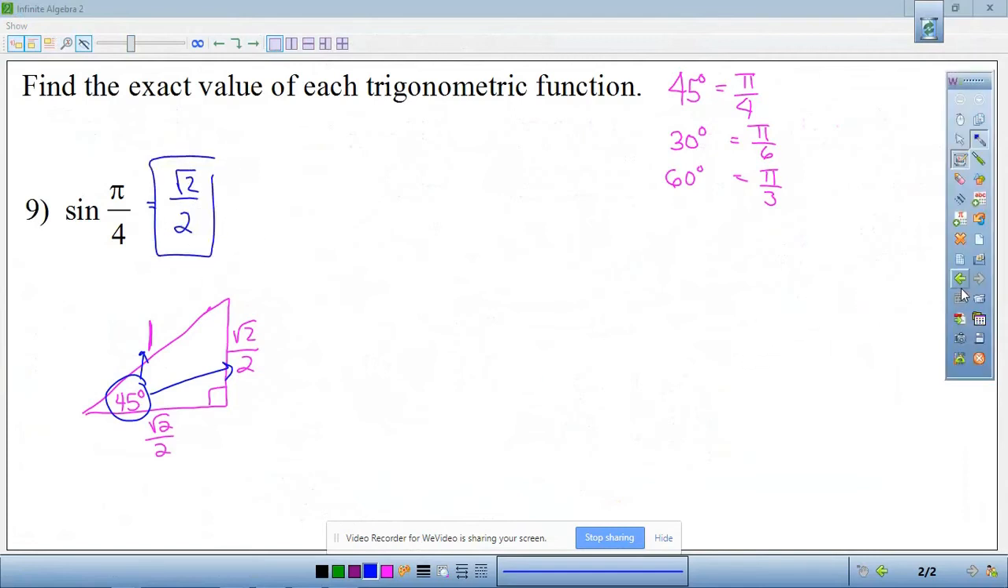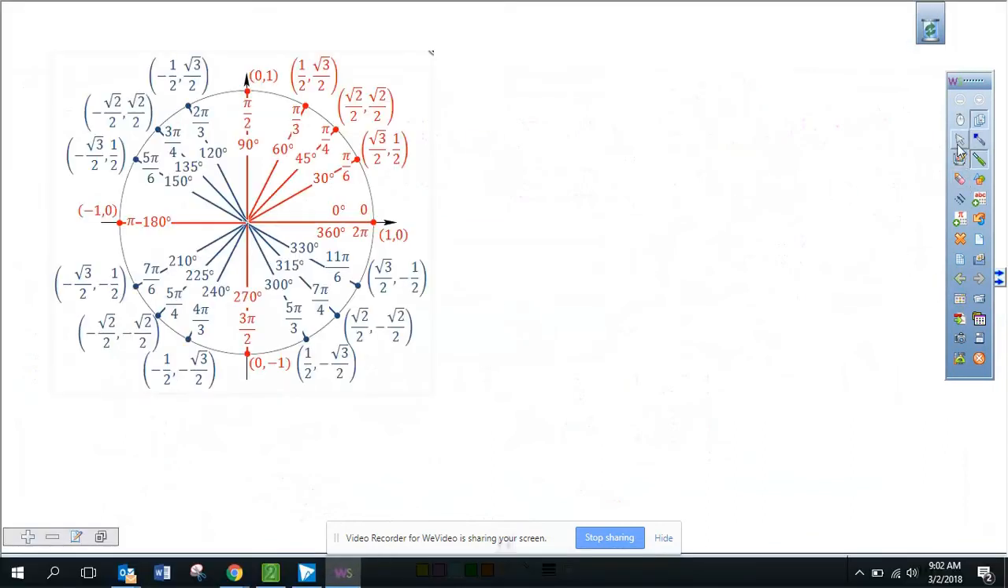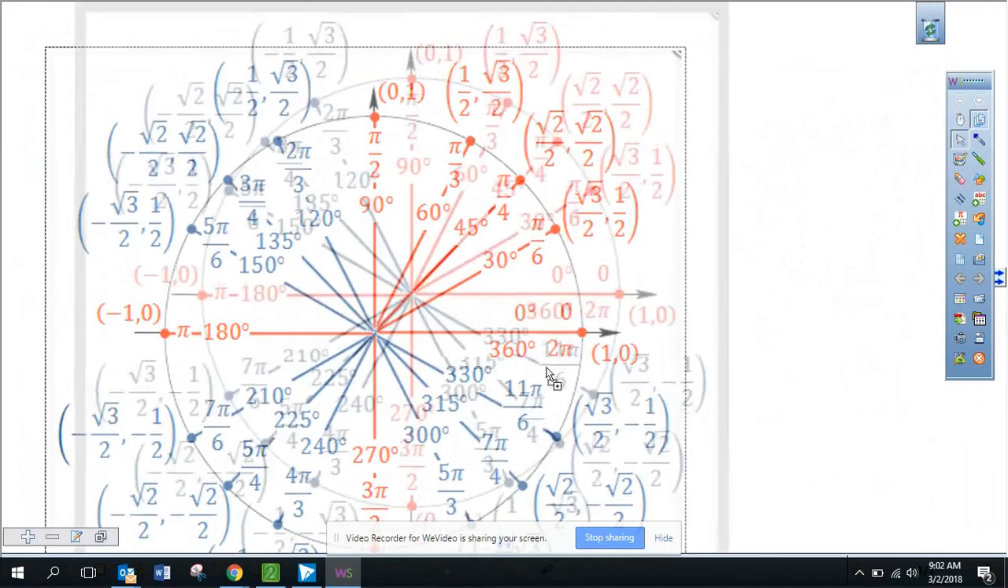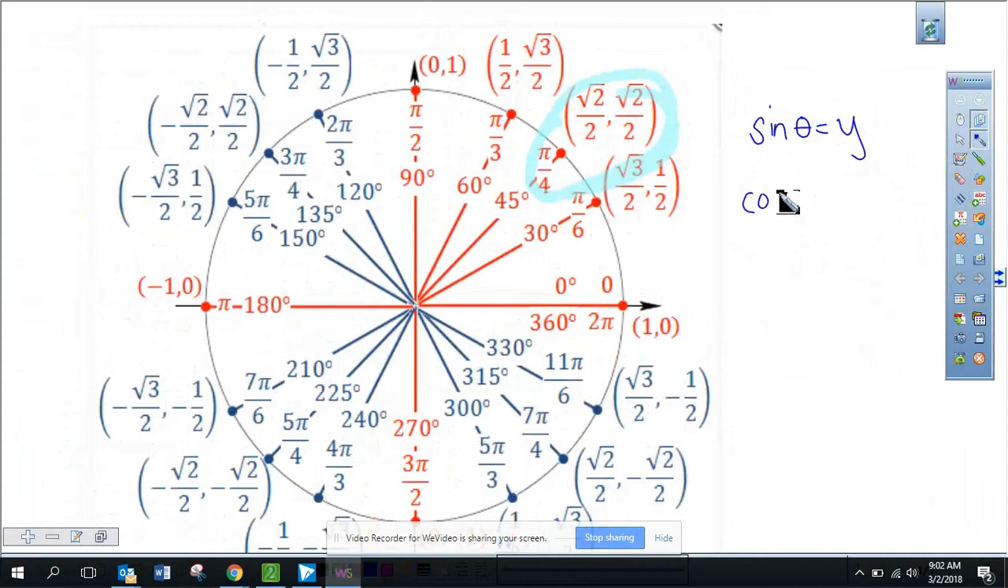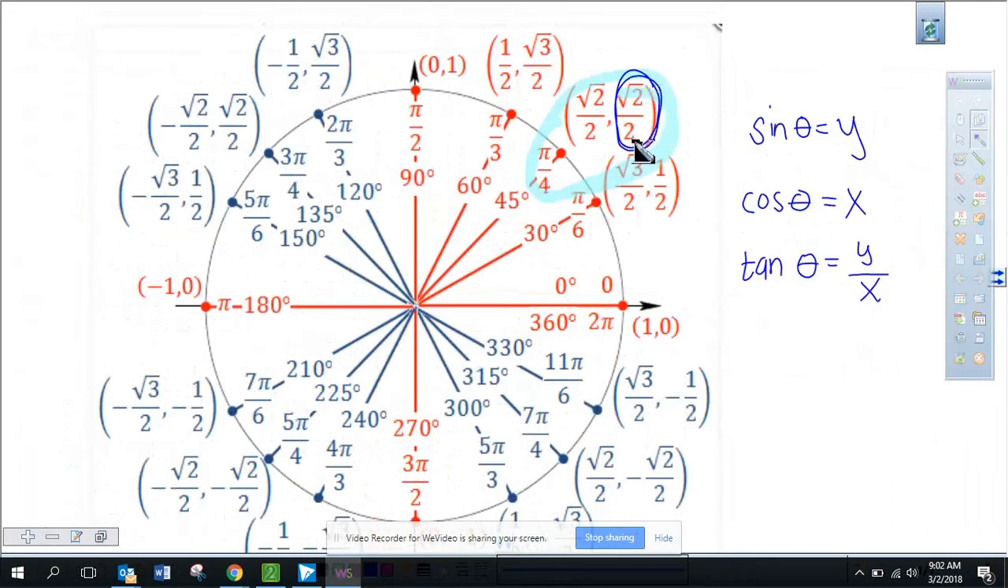Now again, I told you could have used the unit circle. So let's take a look at a unit circle. Here's a unit circle. If I look at this unit circle, over here I have pi over 4. And when I look at the unit circle, sine of any angle is the y value, cosine of an angle is the x value, and tangent is y over x. So my sine value is the y value, root 2 over 2. So that matches what we just found.